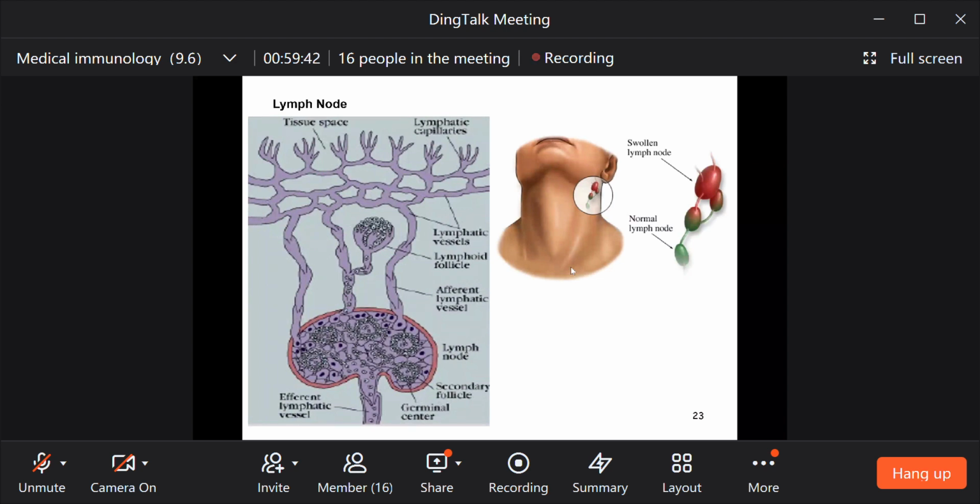Why do the swollen lymph nodes emerge? Because after the infection, the T cells or B cells will quickly proliferate after activation, which causes the expansion of the lymph nodes.